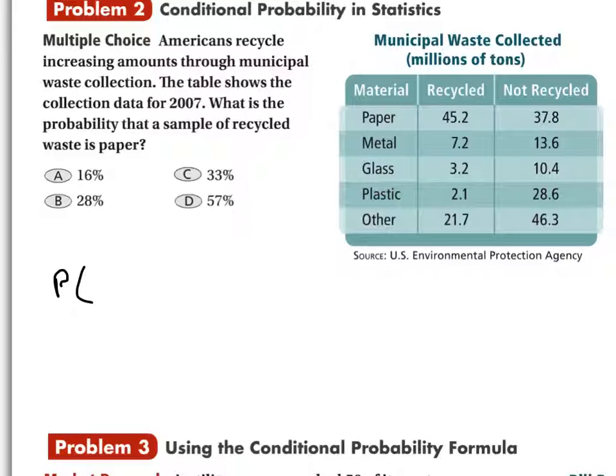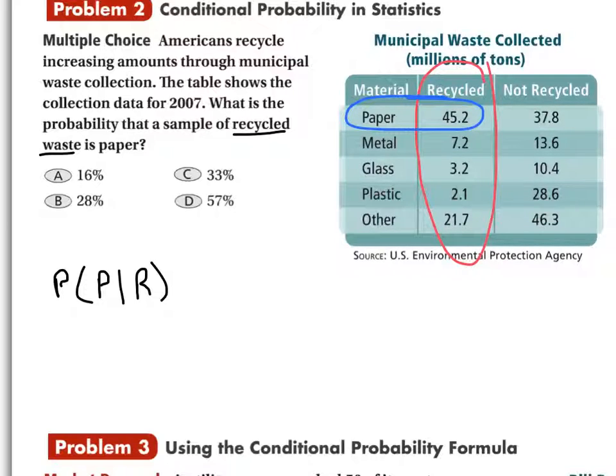So if they randomly pick into the trash, what is the probability it's going to be paper given that it came from recycled waste? So the probability of paper given that it's from recycled waste. Right, exactly. We are only selecting from the recycled waste. We only care about that stuff. Okay? And we only care about the paper.